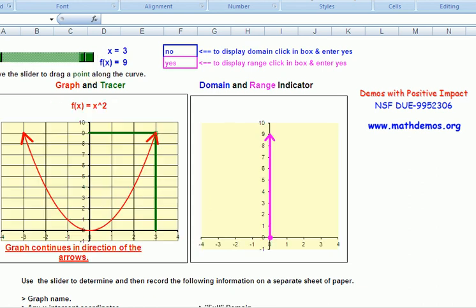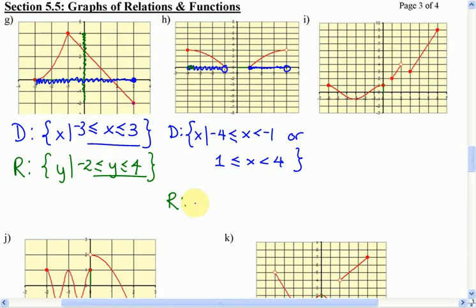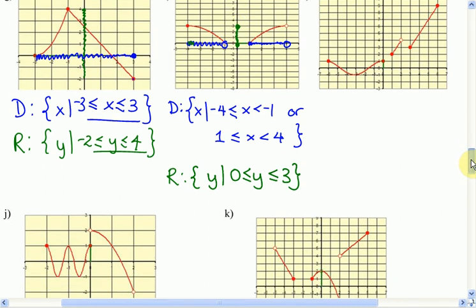There we go. So let's go back to our notes now. This one here, the range is the following. Y must be between the values of 0 and 3. And you want to also include them all. Okay? Okay, let me just think about this right now.